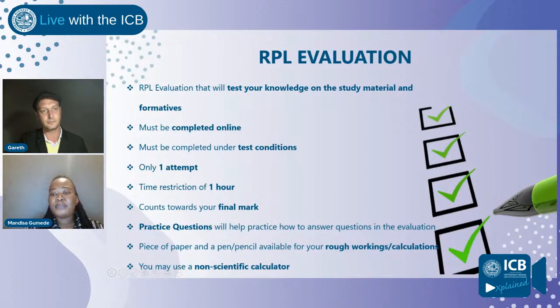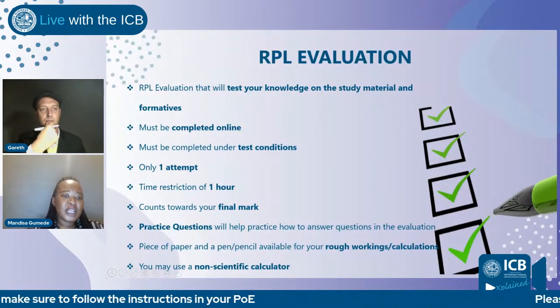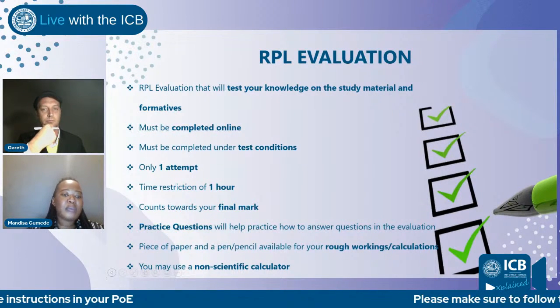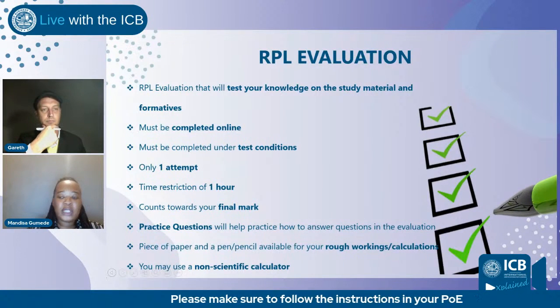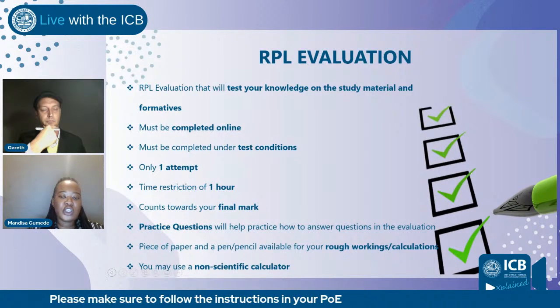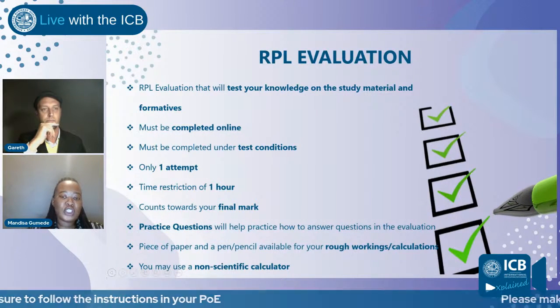So the ID verification needs to happen on your student portal. It does not happen on the Mackie platform. So make sure that you get the ID verification sorted as soon as possible so that you can enter your POE and read up on the RPL evaluation. There is information provided on the POE regarding the RPL evaluation. In addition to what I am relaying to you right now, there's also information available on your RPL POE for you to actually go through and find out what this evaluation is all about.